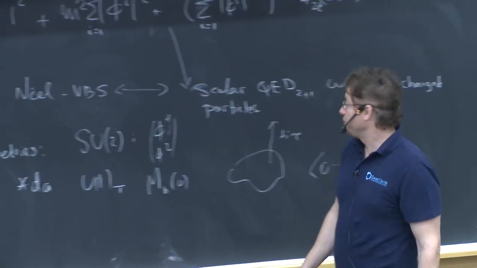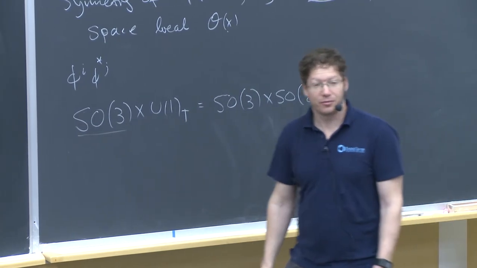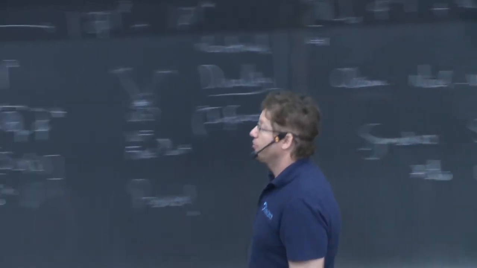So this group is actually not less nice than the group that you get without the photon. The photon in 2 plus 1 always gives a new symmetry. It doesn't just kill symmetries.